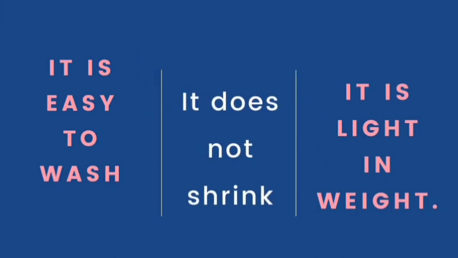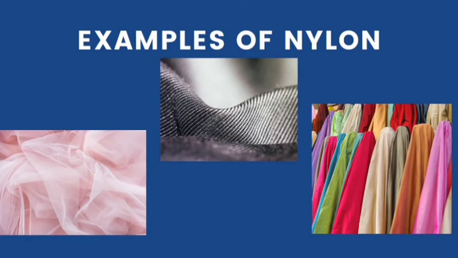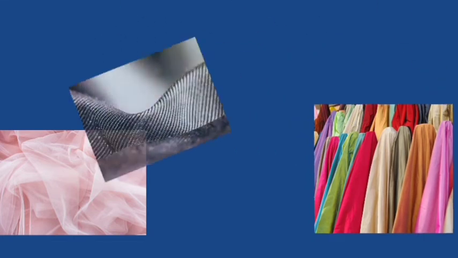Let's look at the characteristics or properties of nylon. It is easy to wash, it is light in weight, it dries quickly, it is damaged by continuous exposure to sunlight. Examples of materials of nylon are, you have your net, your satin, and your brushed nylon. All these are examples of nylon fibers.